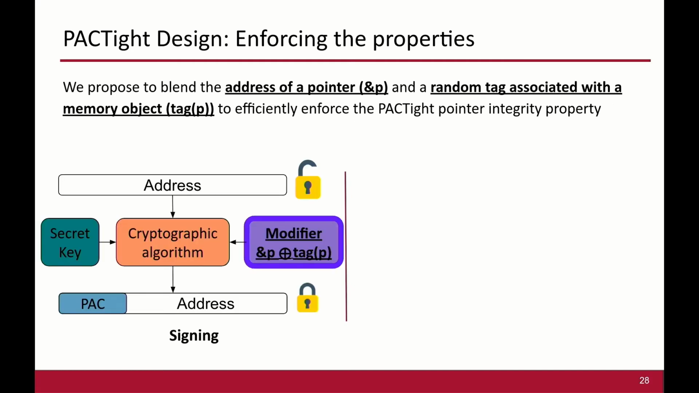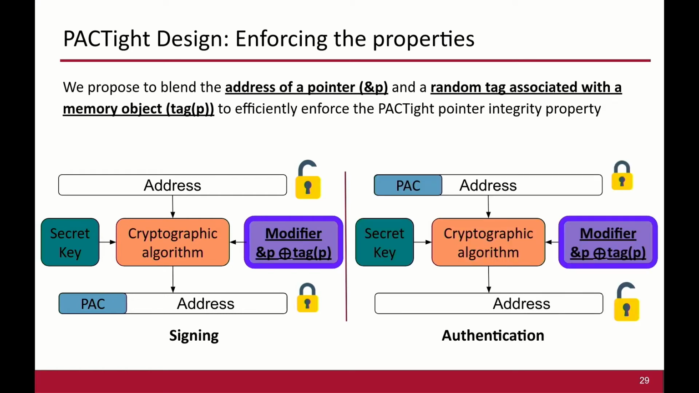So for signing, we incorporate these elements into the modifier. So the cryptographic algorithm modifier takes the location of the pointer and the random tag. And the same way for authentication, as can be seen, to regenerate the PAC successfully. So now I'll explain how this choice of a modifier enforces the three properties.